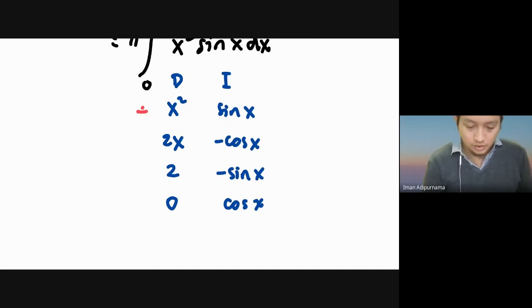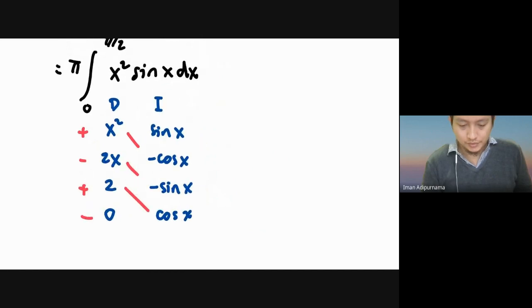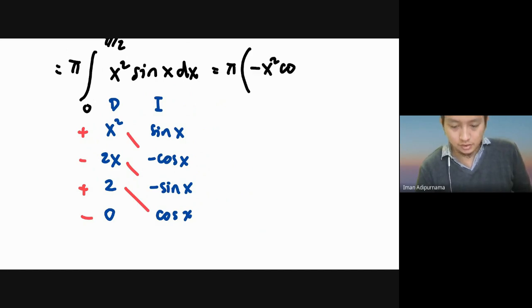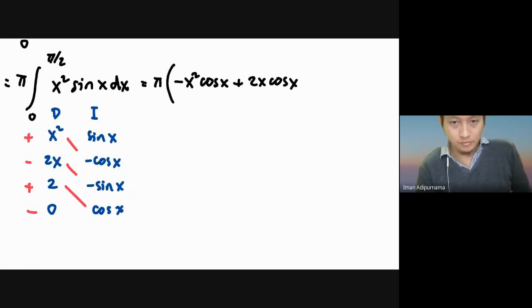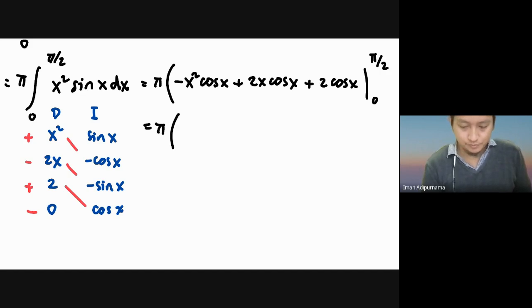Okay, and take the signs. So we will have pi minus x squared cos x, and then plus 2x cos x, and then plus 2 cos x. I mean, to input the value.